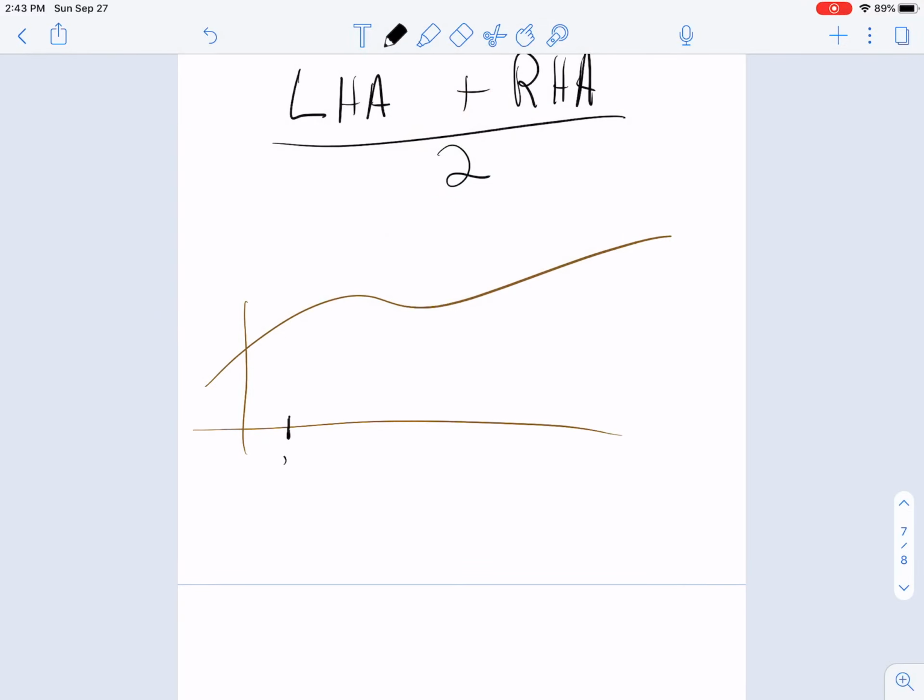We have to go from A, then we need to do A plus delta x, then A plus 2 delta x, and we go on. A plus 3 delta x, and we go on.